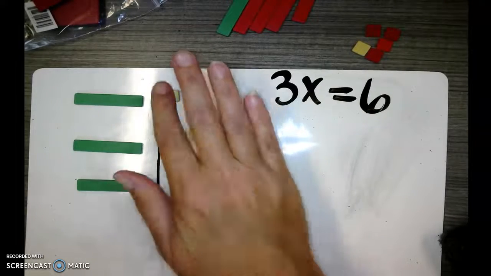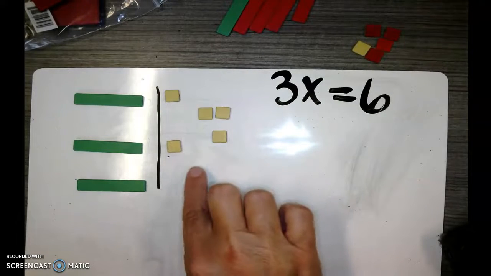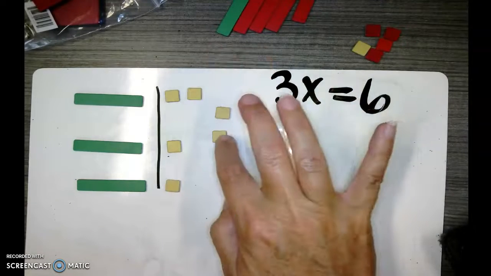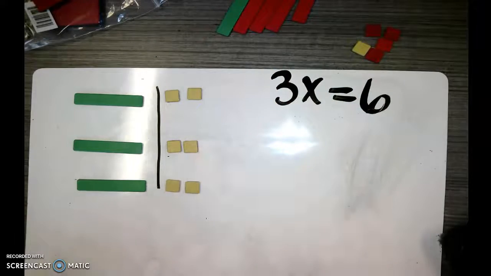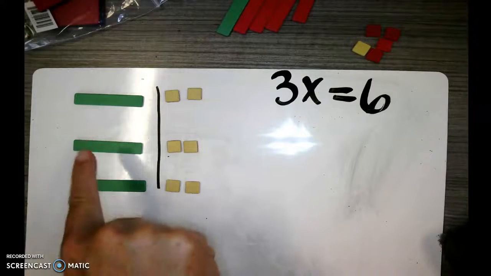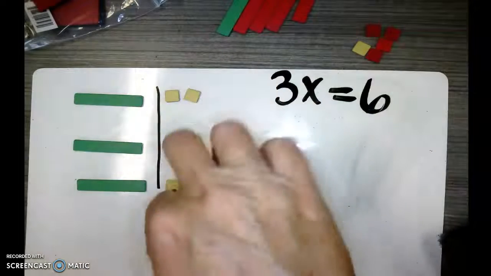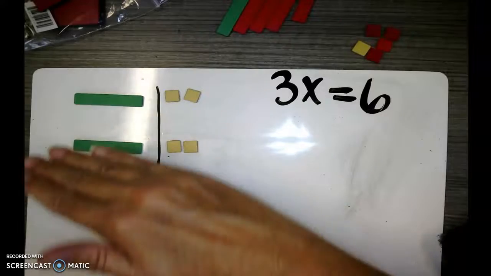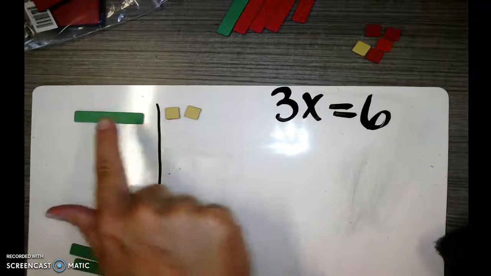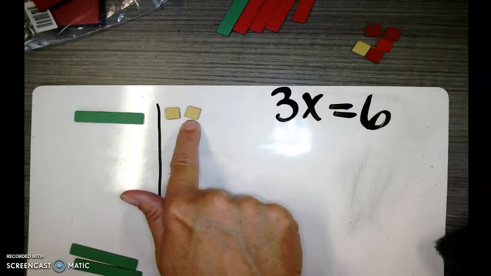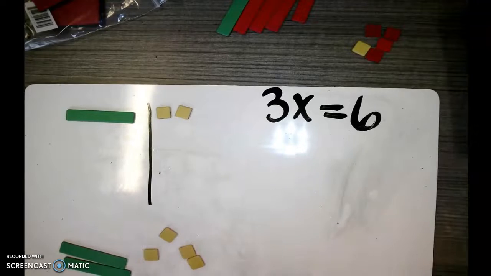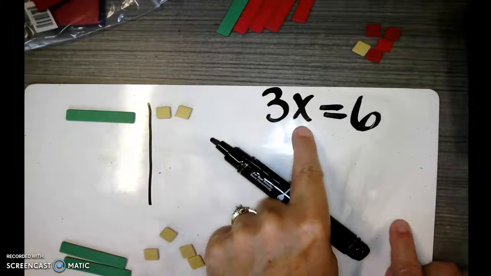So I have 1 that can go here, 1 that can go to the second one, 1 that can go to the third one, and then I'm trying to divide those up evenly between the green pieces. So now I have the 3 x's, and each one can have 2. So if I'm solving for 1x, then I can move these out of the way, and I know that 1x is equal to 2.